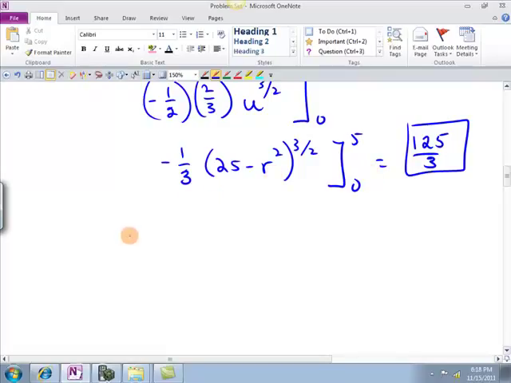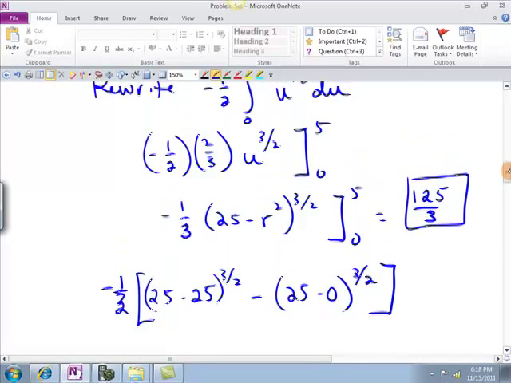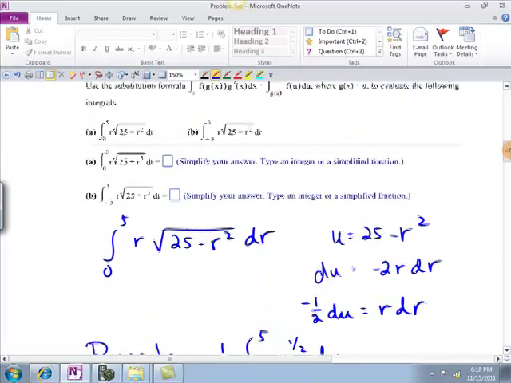Do you want me to do it out? When you plug in the 5, you have, you see that? So you're subtracting from 5. Like that? Oh, okay. What happened to the R?